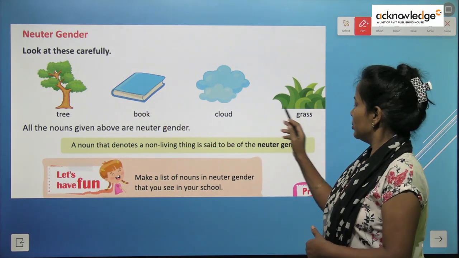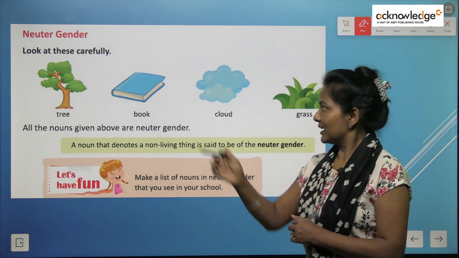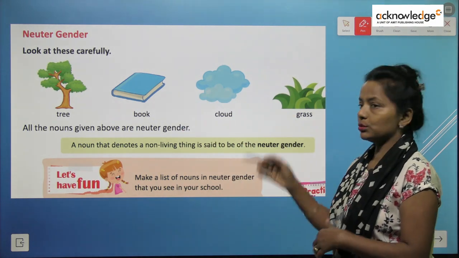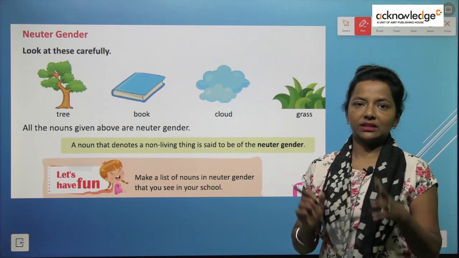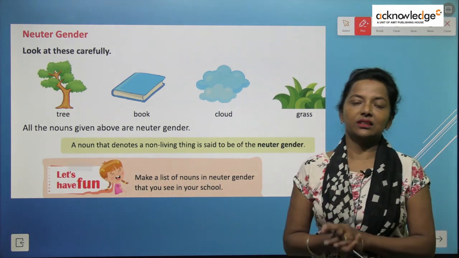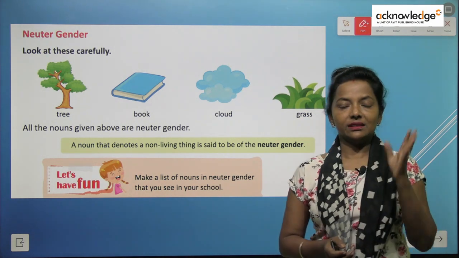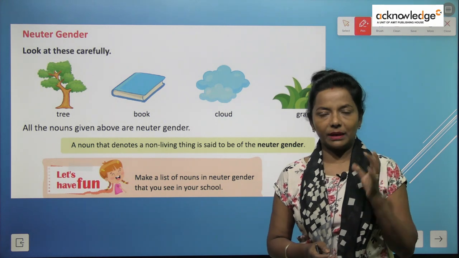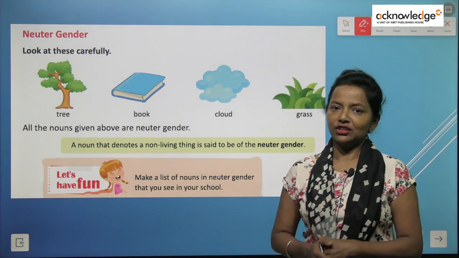Tree, book, cloud, grass, इन्हें हम non-living thing बोलते हैं ना, ठीक है? These are all non-living things. They don't have life in it. So these nouns which don't have life in it are known as neuter gender. Okay? So we have learnt about 4 types of genders: masculine gender, feminine gender, common gender and neuter gender.